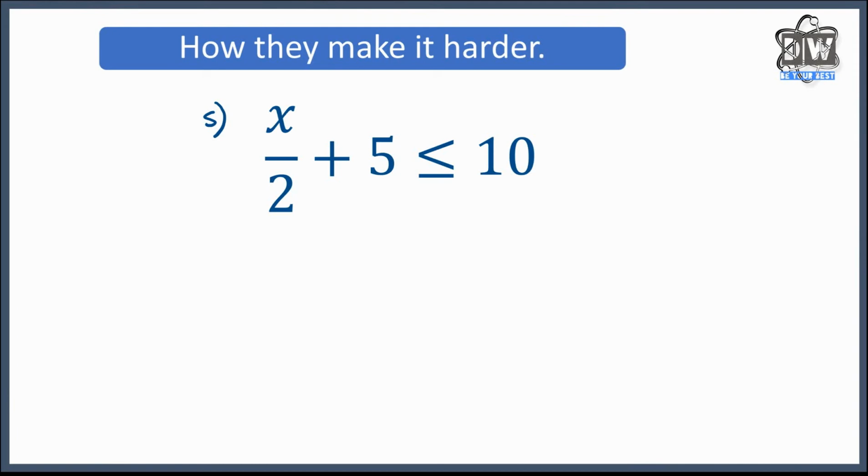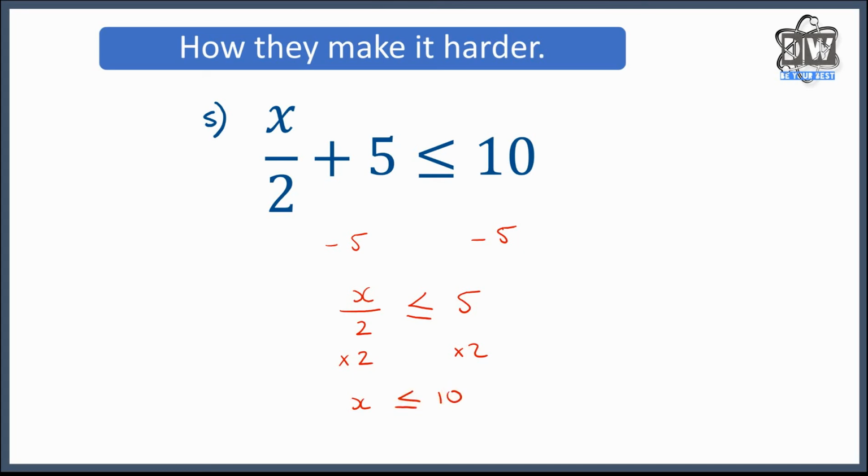First things first, we're going to take away 5 from both sides. And we're going to rewrite: x over 2 is smaller than or equal to 5. Times both sides by 2. Now we've got x is smaller than or equal to 10.